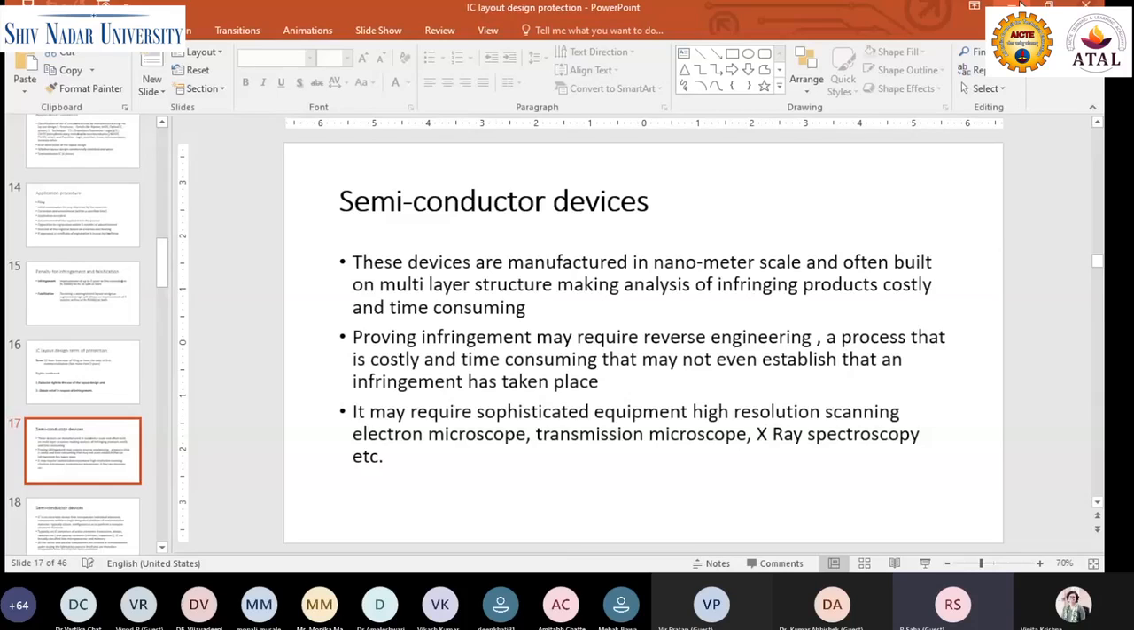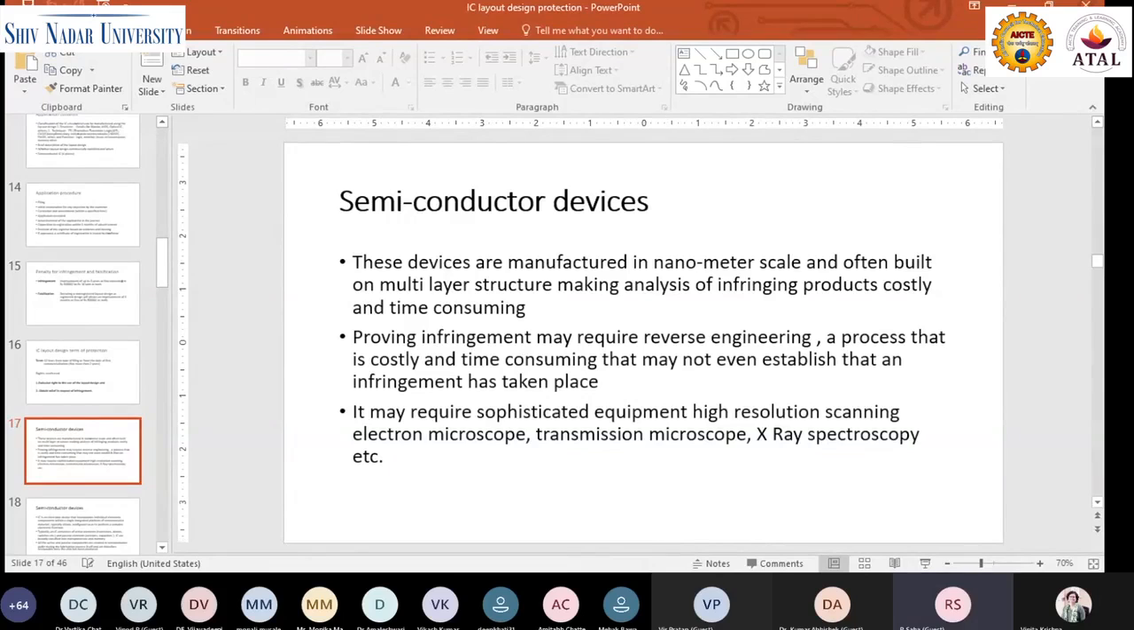So what you have to do is basically take that alleged infringing piece of IC and then go back and find out whether it is a duplication of your IC or not. Now, this requires reverse engineering, right? Which means you have to have a process using, say, an electron microscope, transmission microscope, X-ray spectrometer, and so many such very expensive devices to find out whether it is a copy of your IC or not. Which is, number one, very costly, and number two, very time consuming.